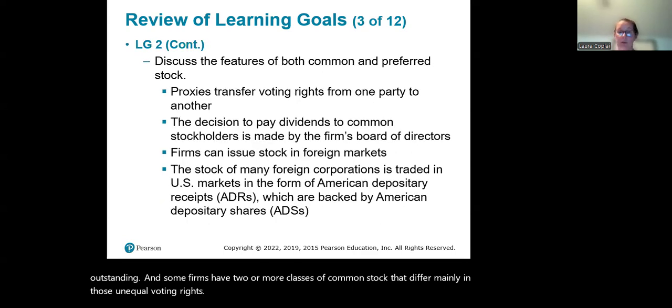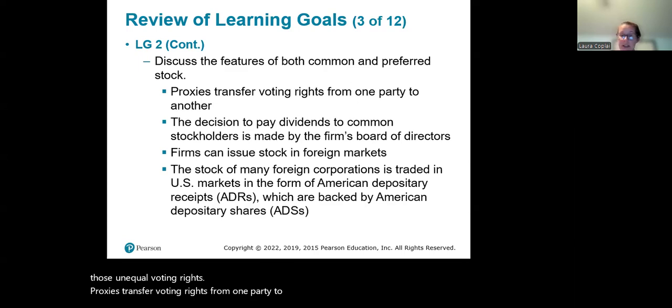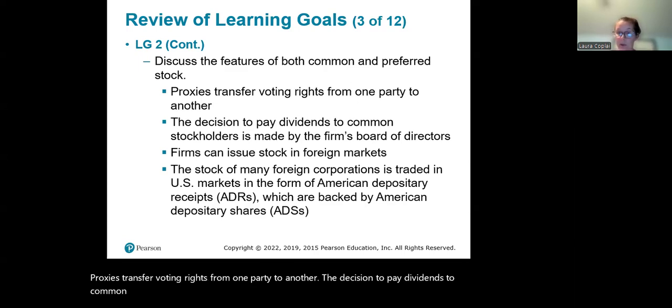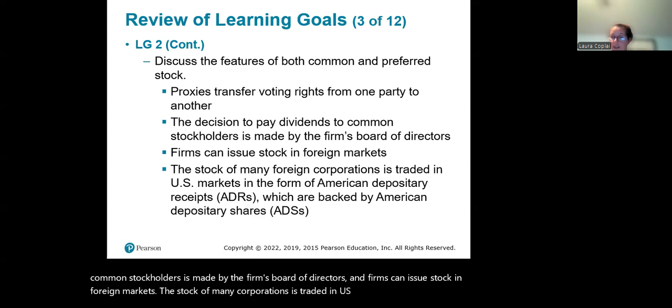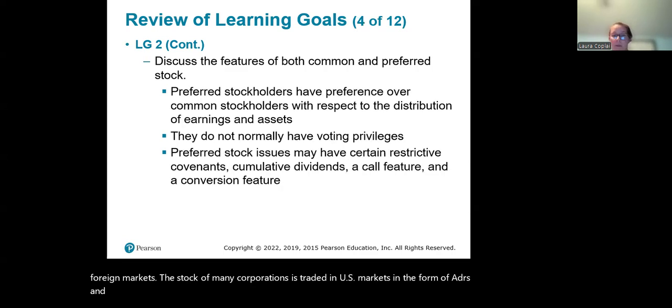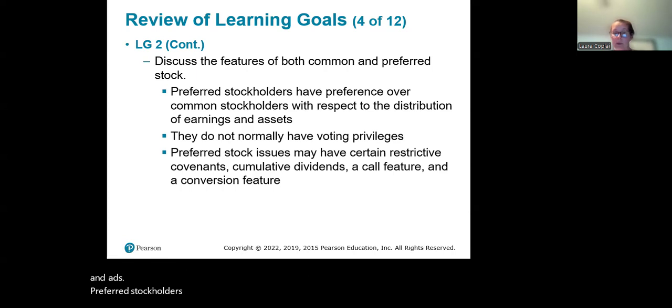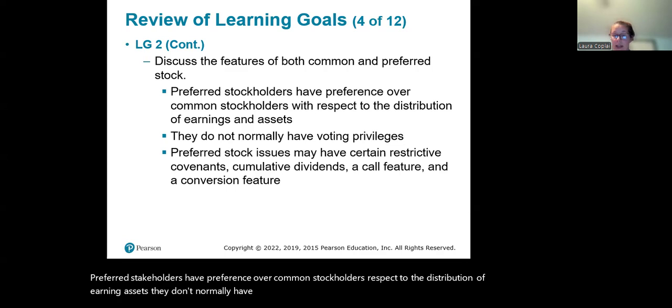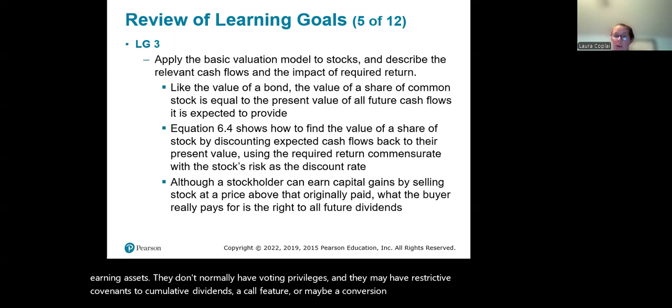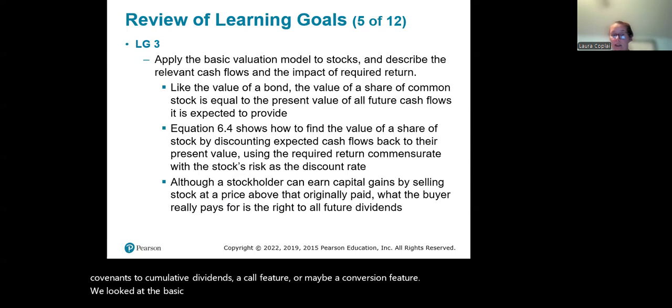Proxies transfer voting rights from one party to another. The decision to pay dividends to common stockholders is made by the firm's board of directors, and firms can issue stock in foreign markets. The stock of many corporations is traded in U.S. markets in the form of ADRs and ADSs. Preferred stockholders have preference over common stockholders with respect to the distribution of earnings and assets. They don't normally have voting privileges, and they may have restrictive covenants, cumulative dividends, a call feature, or maybe a conversion feature.